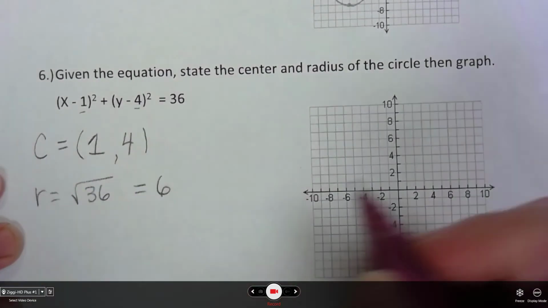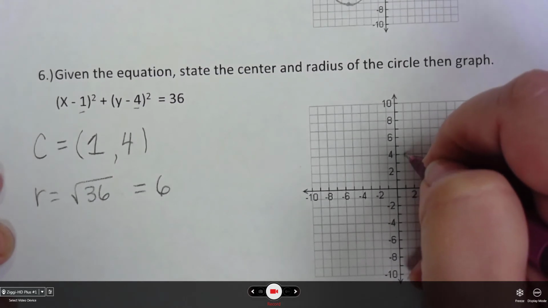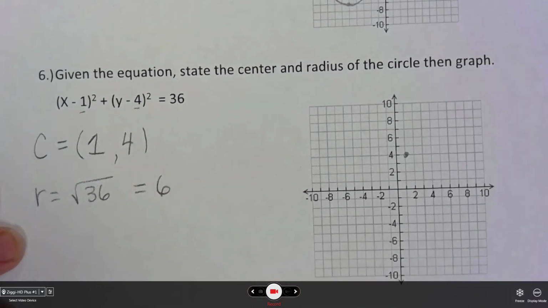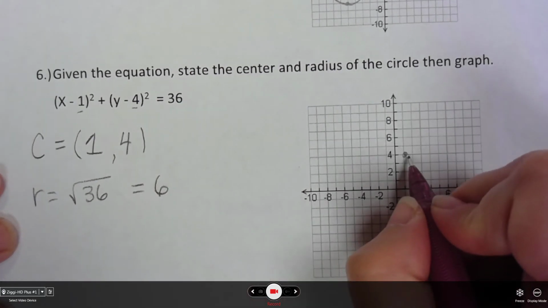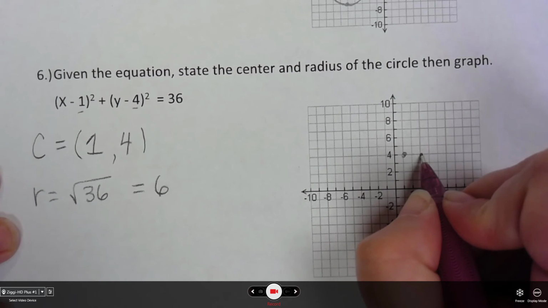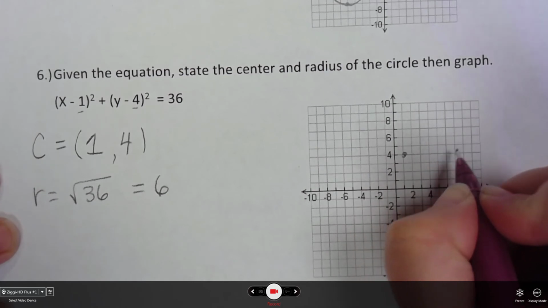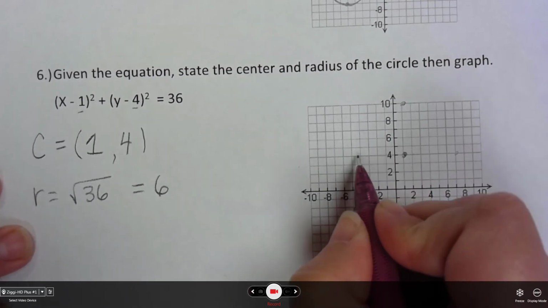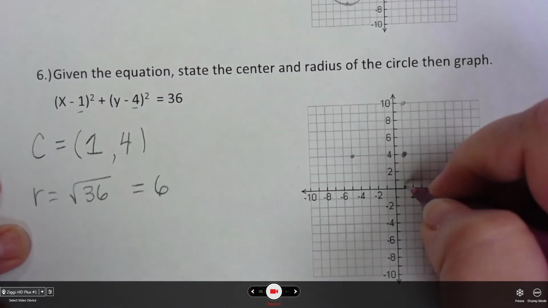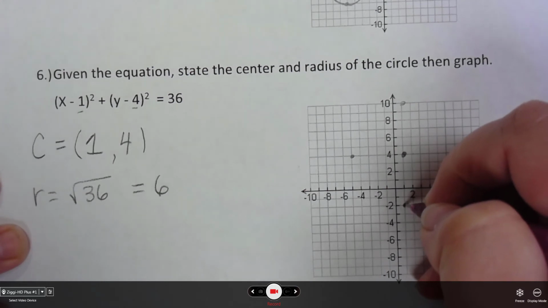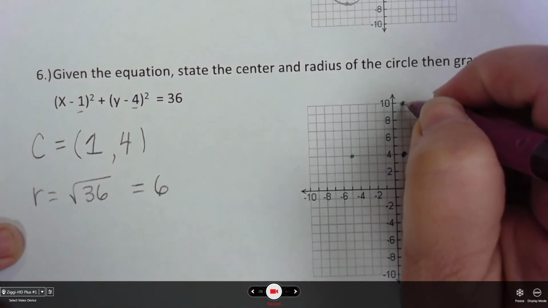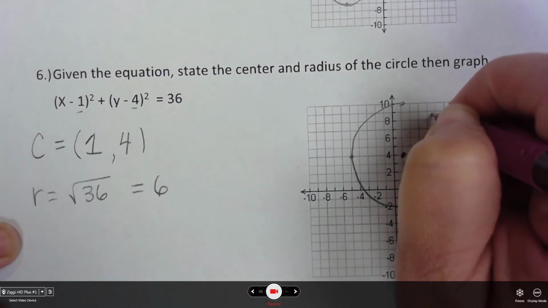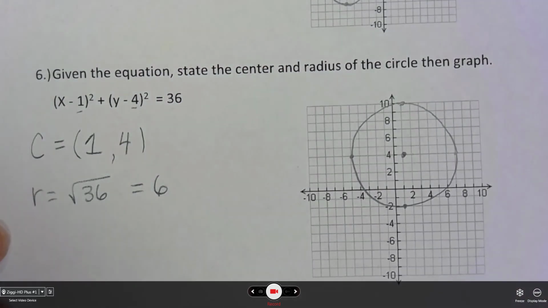So I'm going to plot my center by going right 1 and up 4. Then using my radius, I can find the outer edge. So it is a distance of 6 from the center. 1, 2, 3, 4, 5, 6. I'm going to go up 6. Then I'm going to go left 6. And then I'm going to go down 6. Then connect all my points to form my circle.